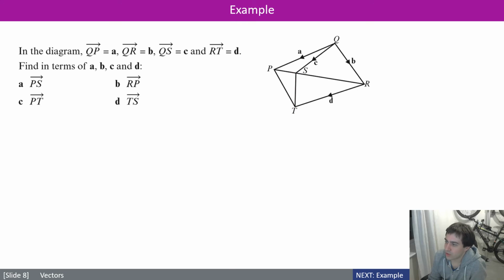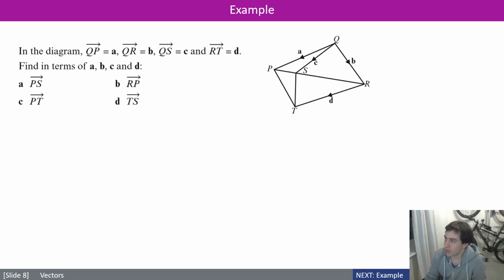Although you could come up with a name, for instance, this one here, if I were to give that a name, I could use the point notation, couldn't I? I could call it ST. I could also call it TS, which would be the other direction. And those would be two slightly different vectors, just opposite direction.